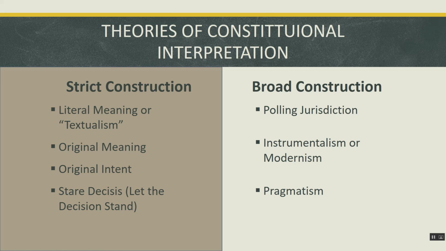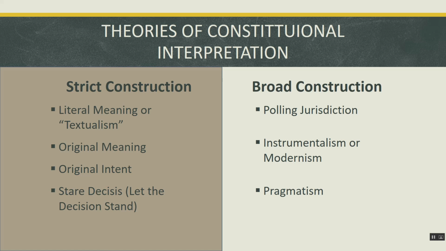Okay, so that's the strict construction approaches to constitutional interpretation. Shifting to the right side of your screen, let's now close by talking about some of the broad construction approaches. The first of the three broad construction approaches we're going to talk about is what's called polling jurisdiction. Polling jurisdiction says that justices should not only consider what the Constitution says. In interpreting the Constitution, they should first poll the empirical record by observing what sorts of policies have been implemented and successful in other parts of the world and across the country. And then they should interpret the Constitution in whatever way allows them to copy and emulate the successes of these policies.